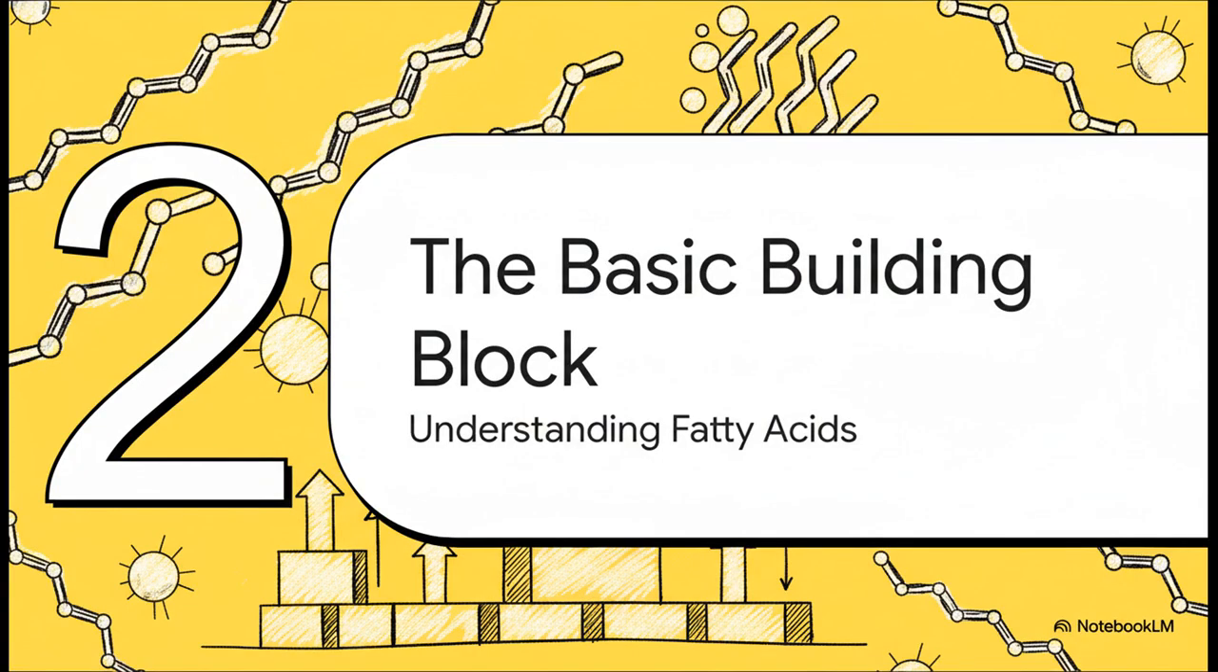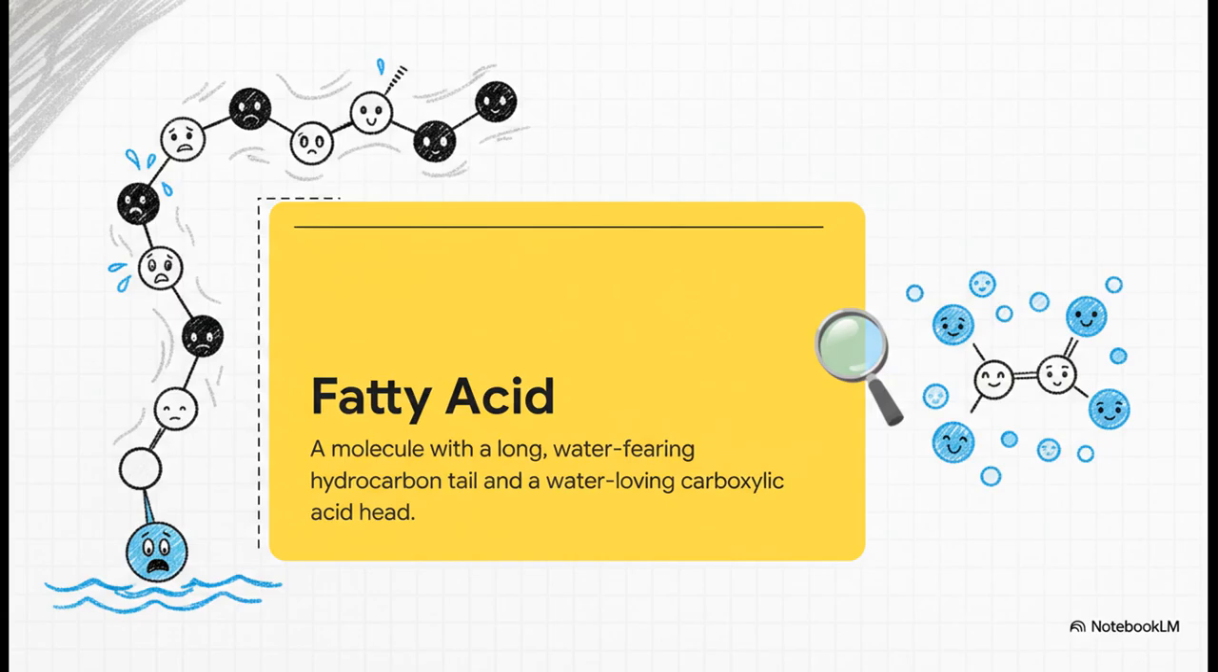Okay, so everything, and I mean everything, starts with one simple building block. All these different lipids are constructed from a basic unit called a fatty acid. Get your head around this one molecule, and the rest just kind of falls into place. So a fatty acid has two really distinct parts. You've got a long hydrocarbon tail, just a chain of carbon and hydrogen, and it absolutely hates water. And then you've got the carboxylic acid head, which is polar and actually loves to hang out with water. It's this split personality that's the real secret to their power.